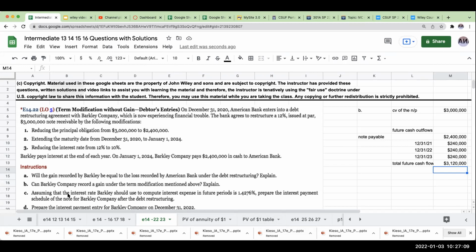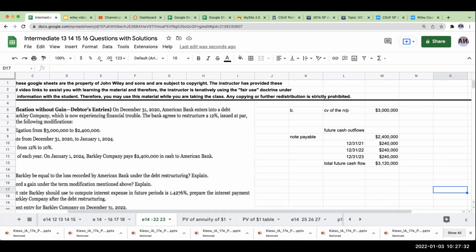Now, assume that the interest rate Barclays should use to compute interest expense in future periods is 1.4276. That's nice that they gave us that number because I couldn't figure it out otherwise. Well, we could have figured it out, but it would have been with Excel and a lot more fun. Prepare the interest payment schedule for the note of Barclays after the debt restructuring.